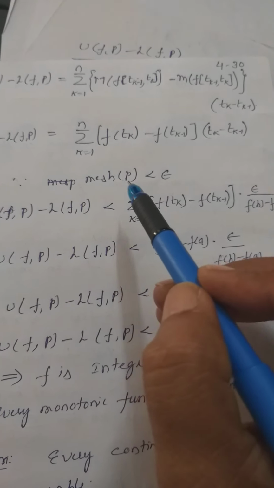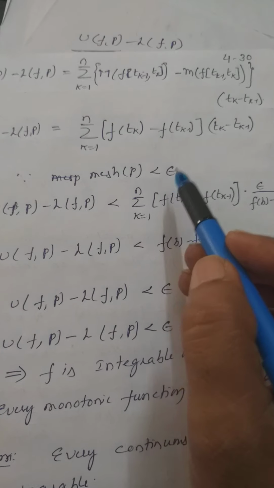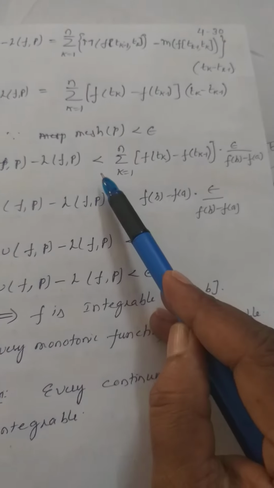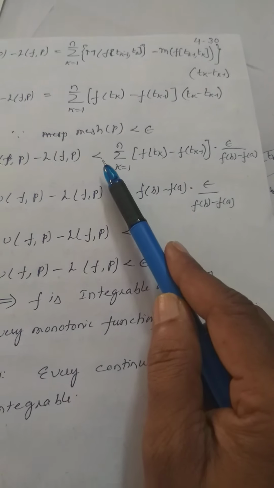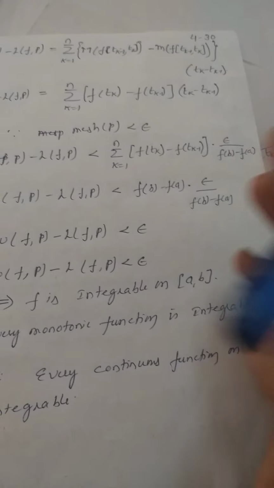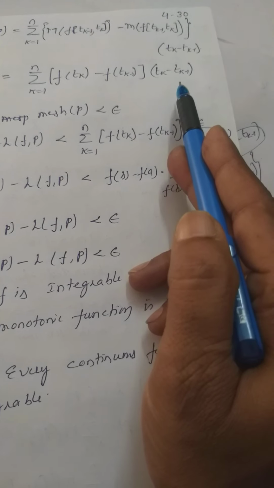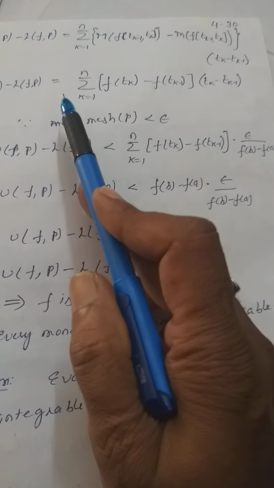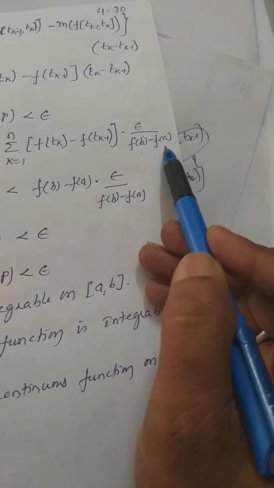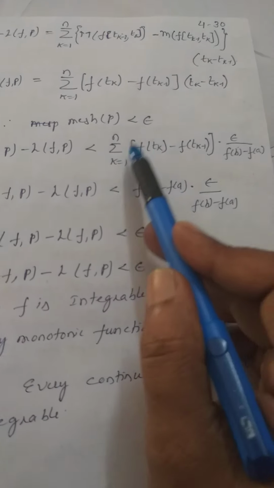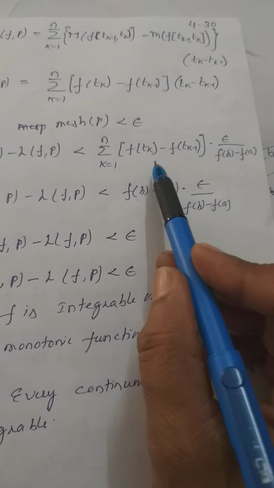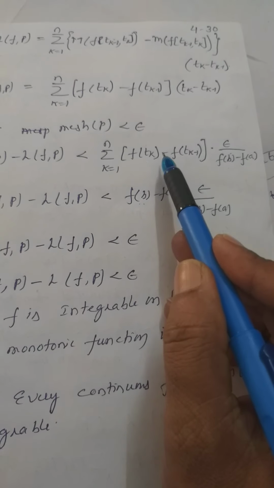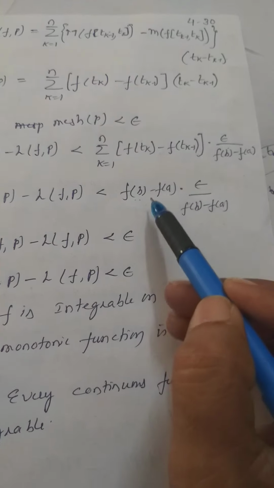We assumed the mesh of the partition, the maximum length, is less than epsilon. Here an equal-to becomes less-than. If we replace the mesh length by an equivalent number, we would have to use equality, but we are using an inequality condition while replacing this length of the kth subinterval; it becomes an inequality, less than that value, epsilon by f of b minus f of a. Now what happens? If you remove the summation and simplify, you will get only f of b minus f of a.